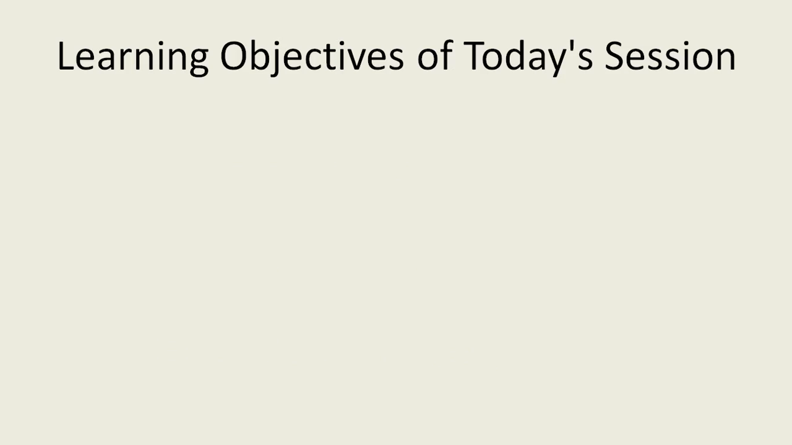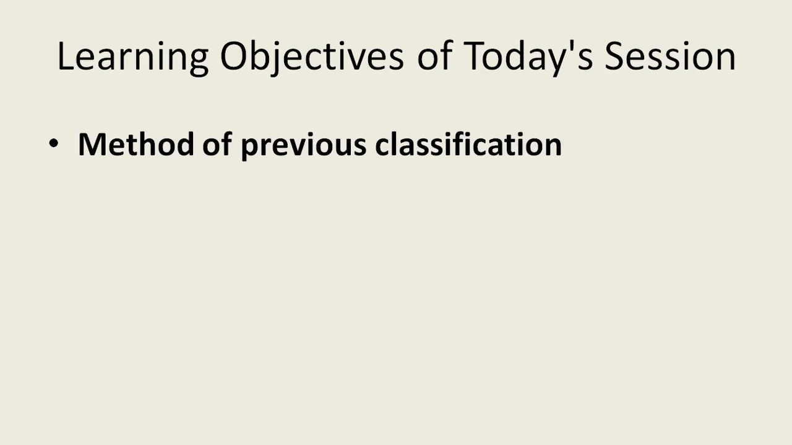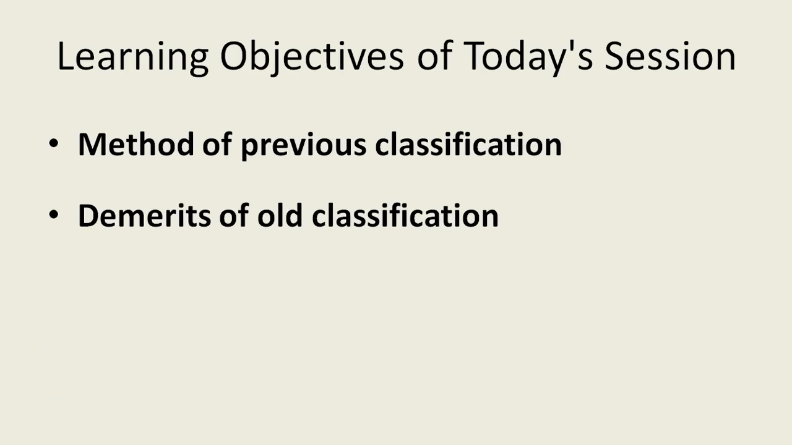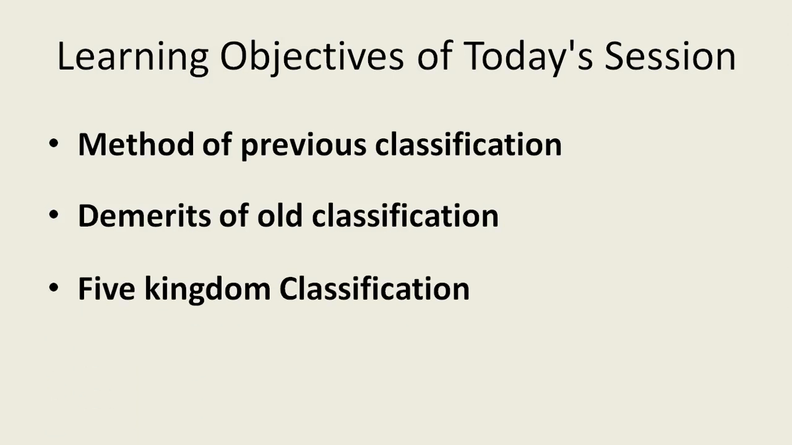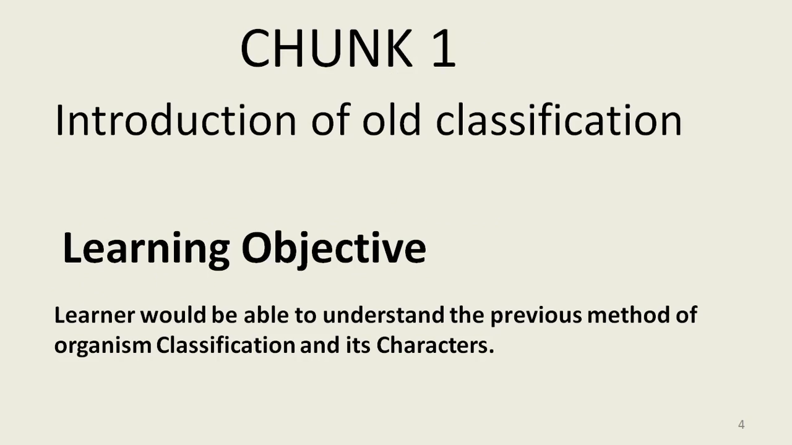Now, in today's session we discuss the methods that were followed previous to the five kingdom classification. What are the drawbacks or demerits of the old classification methods? And then we go to the five kingdom classification. Why learn this? This system helps you understand the previous methods of organism classification and its characters.